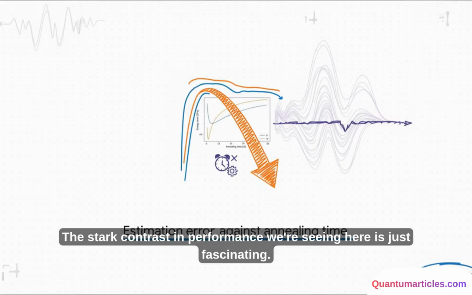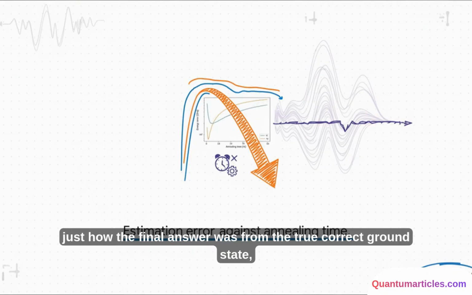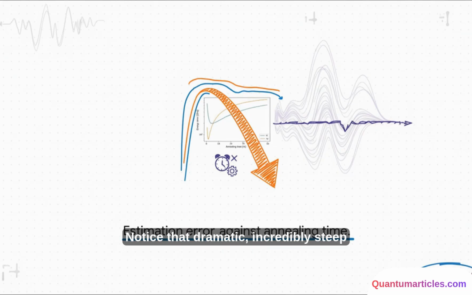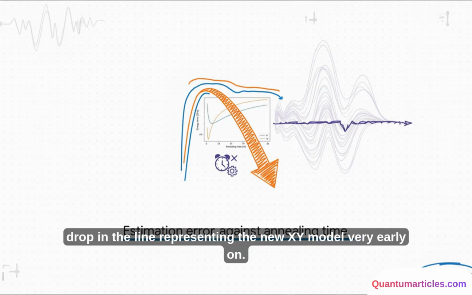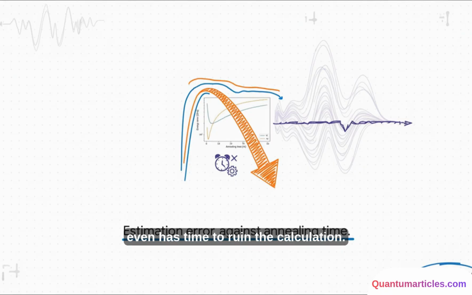The stark contrast in performance we're seeing here is just fascinating. We're tracking the estimation error, which is basically just how far off the final answer was from the true correct ground state, and plotting that against the total annealing time. Notice that dramatic, incredibly steep drop in the line representing the new XY model very early on. That dip right there represents the optimal annealing time, where the error is minimized way before environmental decoherence even has time to ruin the calculation.